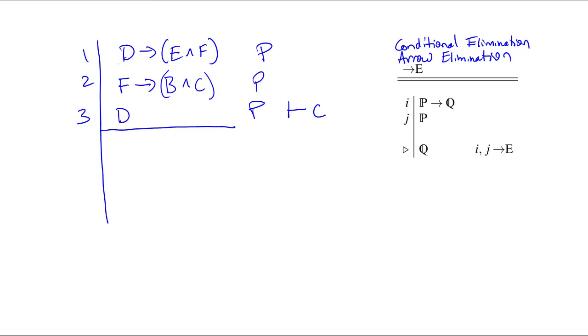Notice, for instance, that line 3 is identical to the antecedent of line 1. That'll allow us to derive the consequent of line 1. So 1 and 3 together will give us E and F by arrow or conditional elimination.